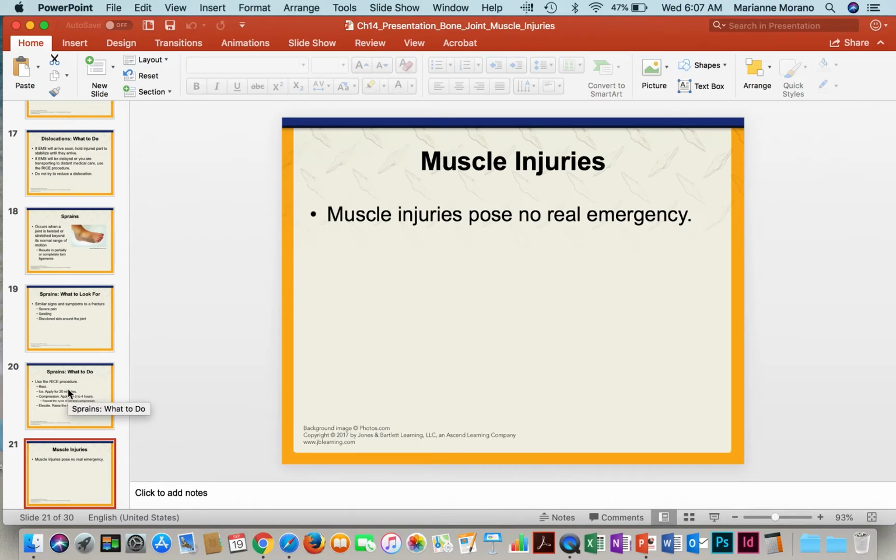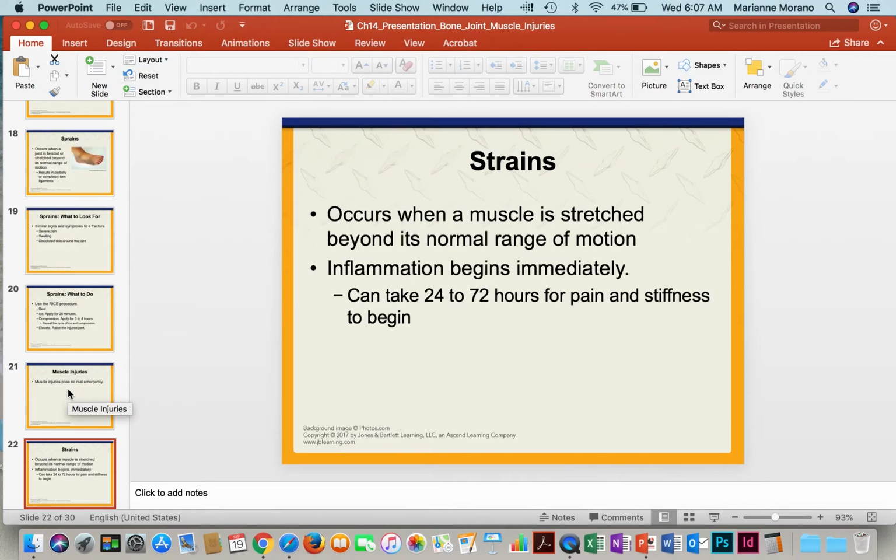Muscle injuries pose no real emergency. Usually they occur in the form of strains, and that's when the muscles stretch beyond its normal range of motion. Inflammation begins immediately, but it can take 24 to 72 hours for pain and stiffness to begin.